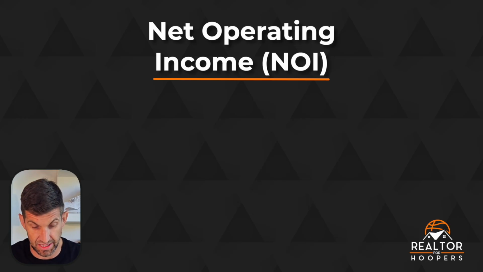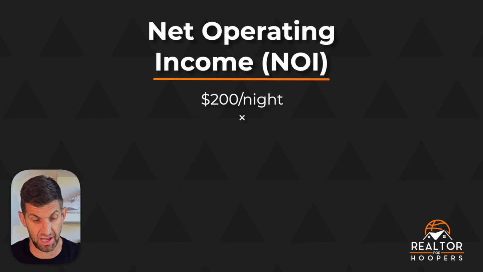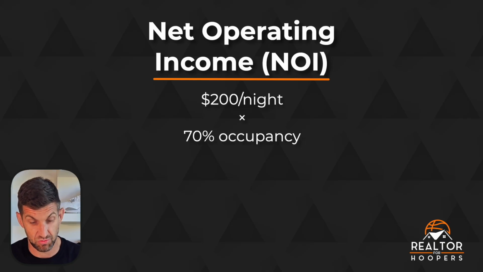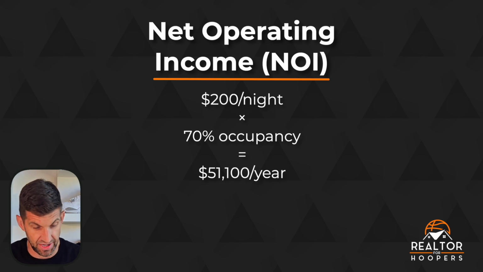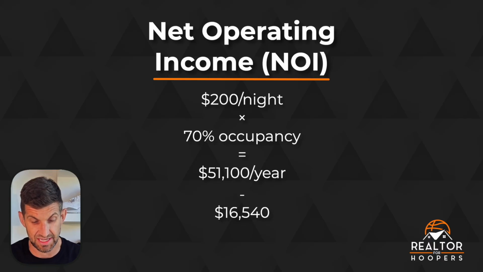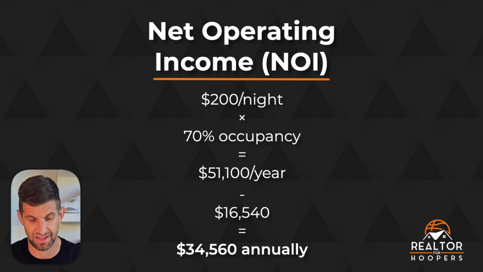Now, net operating income. For your gross rent, you're going to charge $200 a night on this buy and hold, and an average occupancy rate for the area is 70%. So gross rent would be around $51,100 annually. And for operating expenses, you're going to have about $16,540 annually. So $51,100 minus $16,540 is $34,560. This is your net operating income annually.